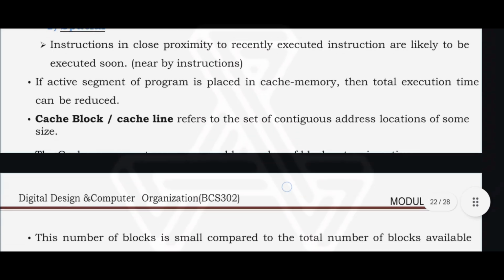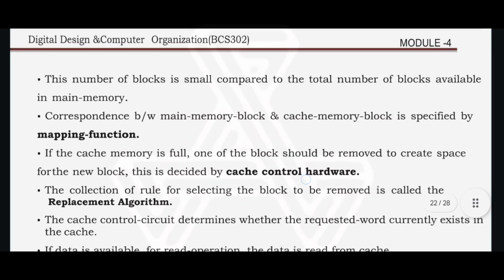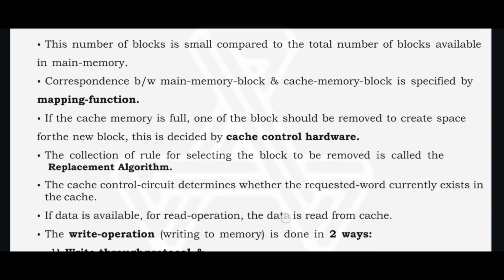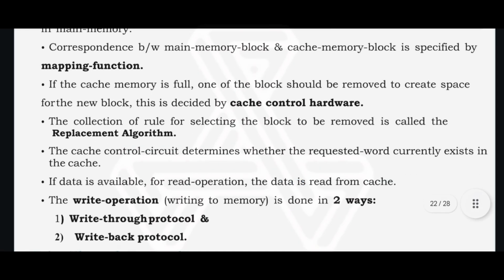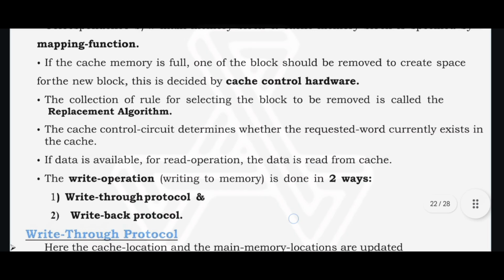Cache block, or cache line, refers to the set of contiguous address locations of some size. This number of blocks is small compared to the total number of blocks available in main memory. The correspondence between main memory block and cache memory block is specified by mapping functions. If the cache memory is full, one of the blocks should be removed to create space for the new block. This is decided by cache control hardware. The collection of rules for selecting the block to be removed is called the replacement algorithm.